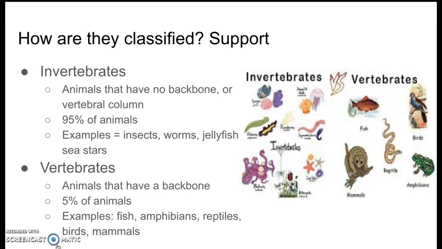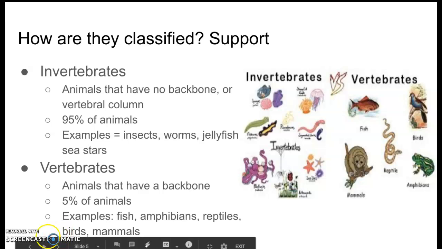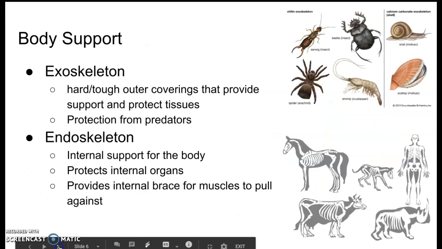If you look at the pictures here, you will see some pictures of invertebrates. And the majority of animals are invertebrates: insects, worms, jellyfish, sea stars. And vertebrates are animals that have a backbone, and that is basically the rest, 5%, right? Not too many, but if we think about all the fish, amphibians, reptiles, birds, and mammals that there are on the whole planet, it puts into perspective how many invertebrates there are. And so vertebrates are animals that have backbones.